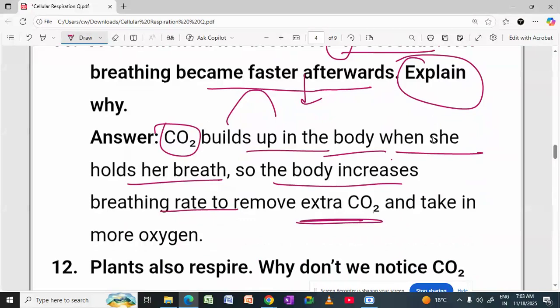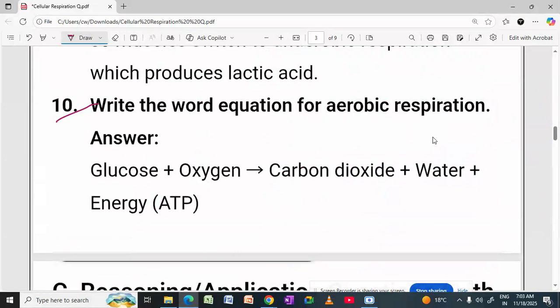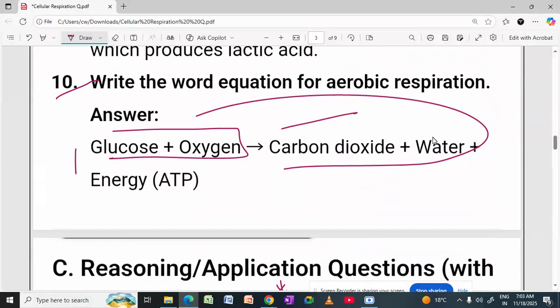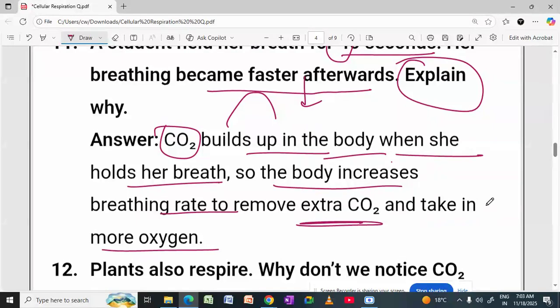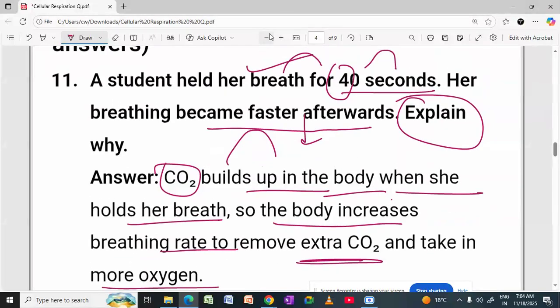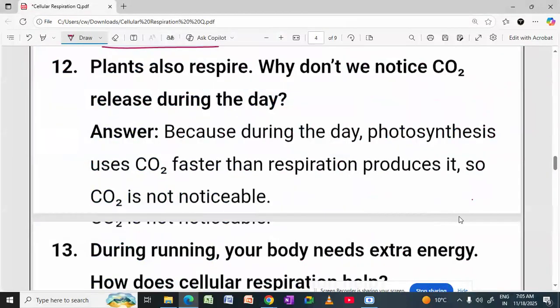If the breathing rate increases, very interesting, that means it needs more oxygen, because in our equation we discussed glucose plus oxygen will give you carbon dioxide plus water plus energy. So the body increases the breathing rate to remove carbon dioxide and takes in more oxygen. Manya, you understood the concept? Tell me. Okay, note it down. Now we will understand our next question.